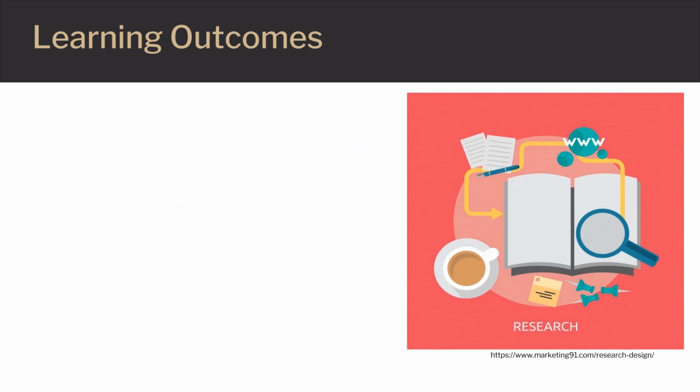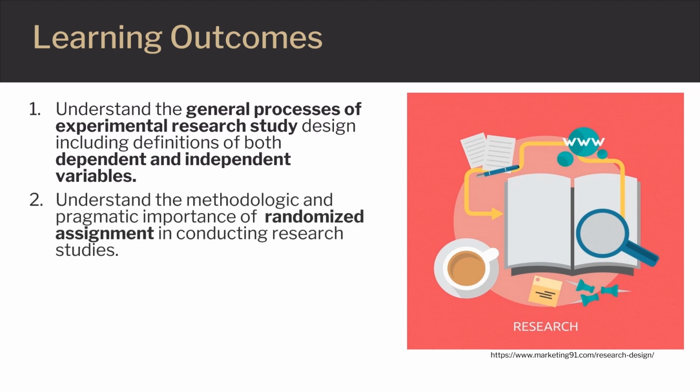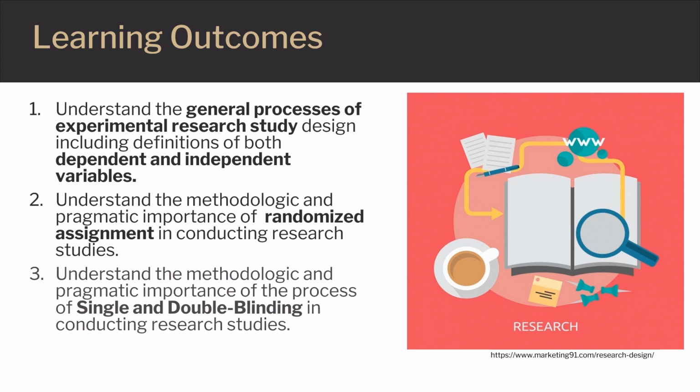The learning outcomes of this presentation are to: 1. Understand the general processes of experimental research study design, including definitions of both dependent and independent variables. 2. Understand the methodologic and pragmatic importance of randomized assignment in conducting research studies. And 3. Understand the methodologic and pragmatic importance of the process of double blinding in conducting research studies.